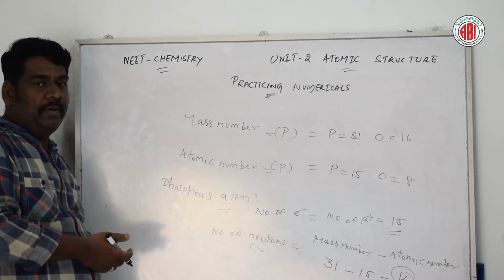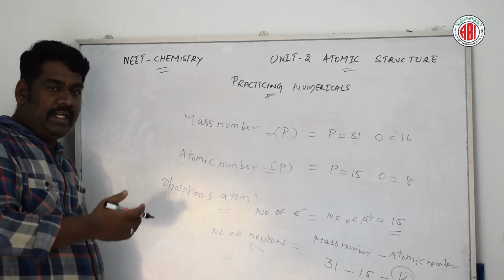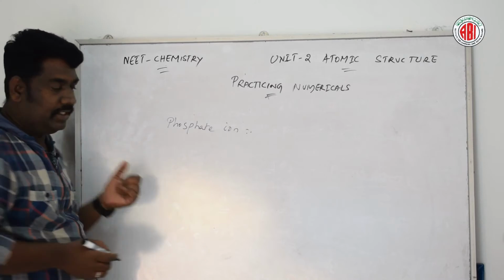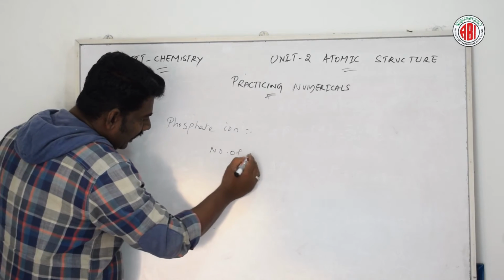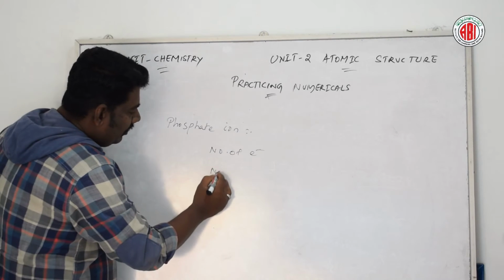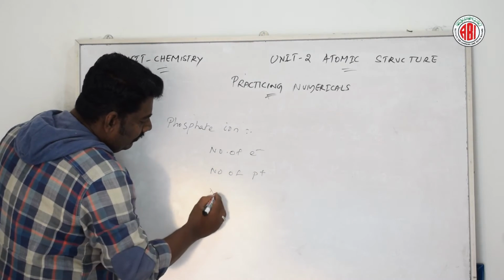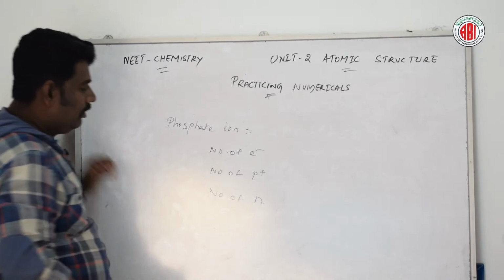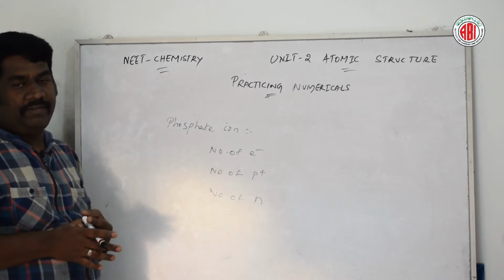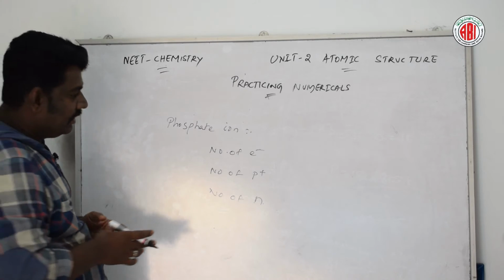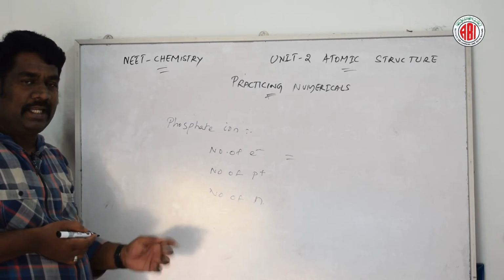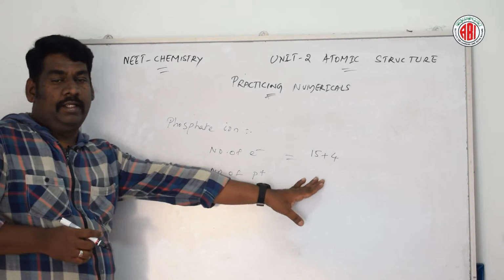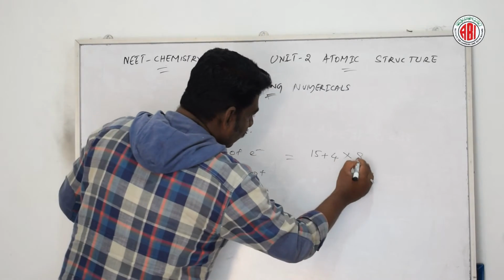Let us find the number of protons, neutrons and electrons for the phosphate ion. First the number of electrons, then protons, then neutrons. One by one, number of electrons: the atomic number we have got from phosphorus, that is 15 plus 4 into 8 plus 3.